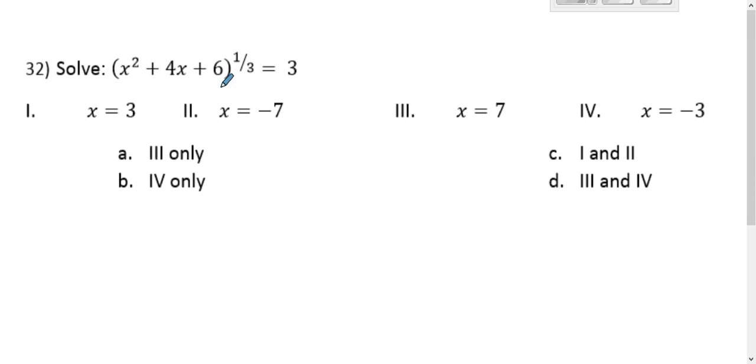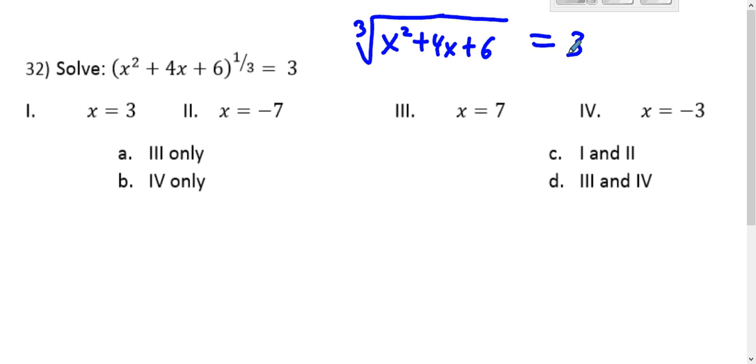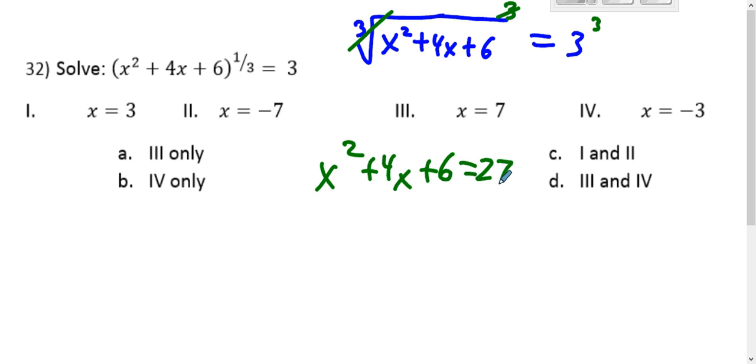So to solve this one out, you have to first, that 1/3 power changes, that means cube root. X squared plus 4x plus 6. Then to get rid of the cube root, you would go to the 3rd power to cancel it out. So 3 to the 3rd power is 27. So you have x squared plus 4x plus 6 equals 27.